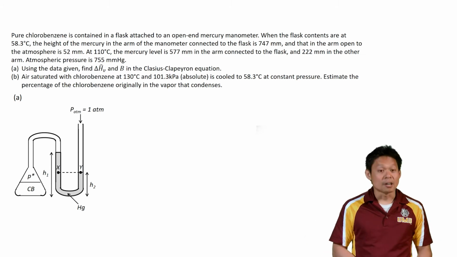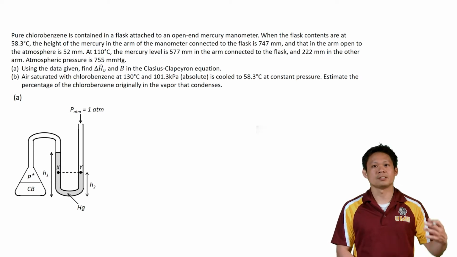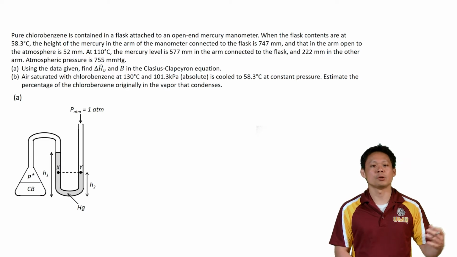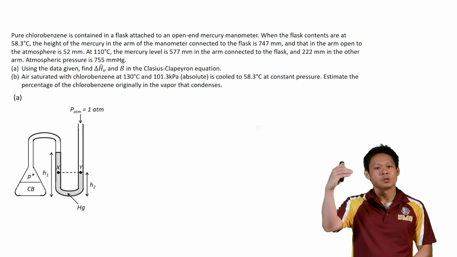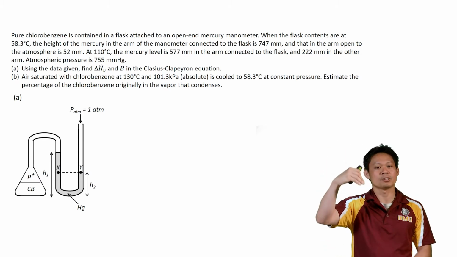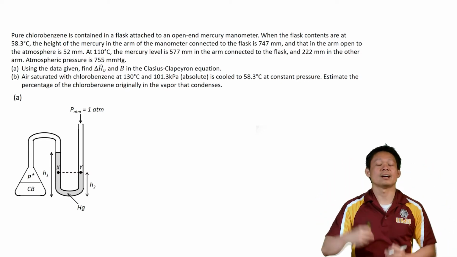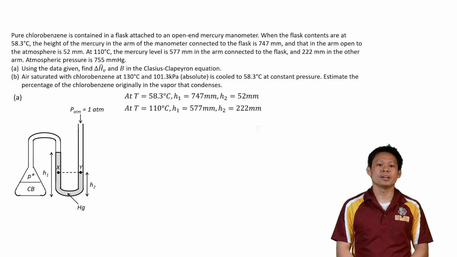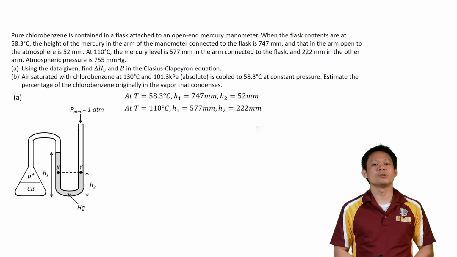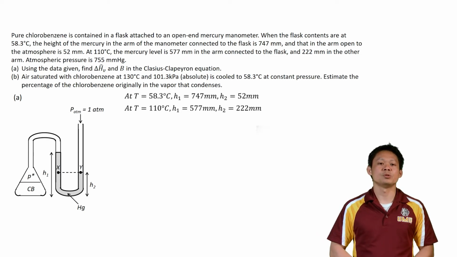So what happens on the left arm is some of the chlorobenzene at different temperatures will vaporize, and that vapor is going to exert pressure, so that's our pure component vapor pressure P star at a particular temperature. On the other side, it's open to atmosphere, so now you have atmospheric pressure on one end, and then you have your vapor pressure on the other end, and that's going to cause a difference in the heights in the manometer arms. So at the temperature of 58.3 degrees C, we have H1, the arm that is attached to the flask, is 744 millimeters. That's our H1. And H2 on the other side is 52 millimeters.